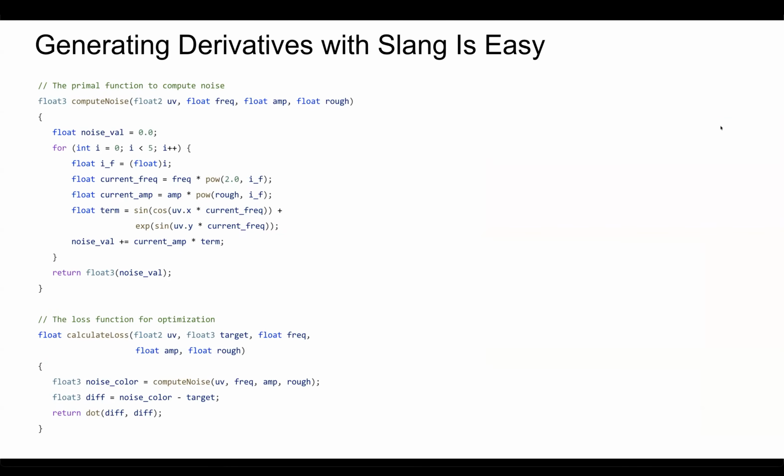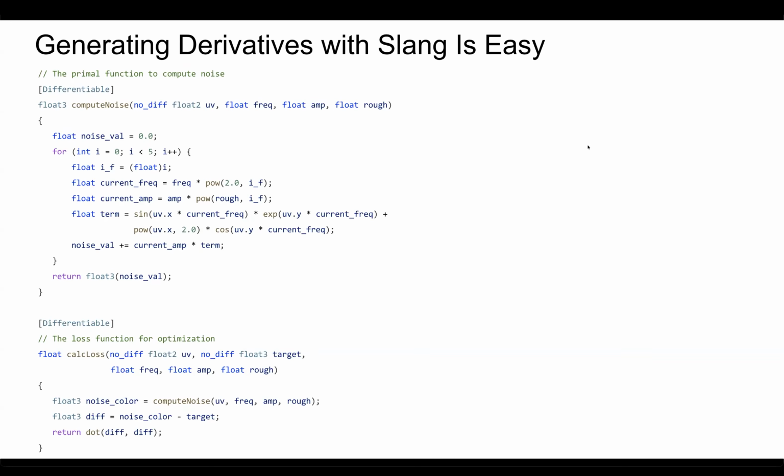So taking a look at the code again, let's look at how simple it is to get the derivative with Slang. To ask the Slang compiler to generate derivatives for us, we're going to need to make a couple of small changes to our code. The first thing we do here is we add the differentiable annotation to our calc loss and compute noise functions. This is our signal to the compiler that we want to perform automatic differentiation on the code. And then we also need to add the no diff modifier to our UV and our target parameters.